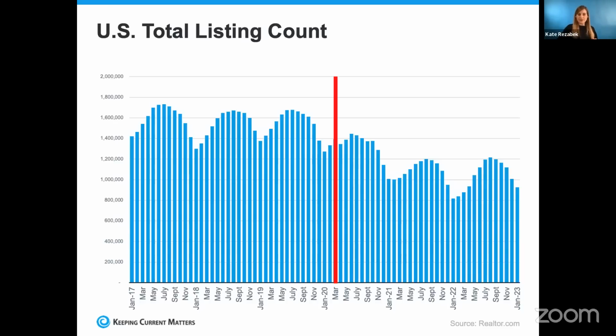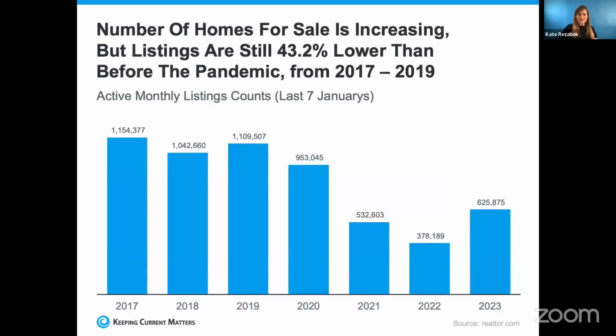And if we break that down a little bit further, you can see this data here shows the number of homes for sale is increasing, but listings are still 43.2% lower than before the pandemic from 2017 to 2019. And that's exactly what you can see right here. So inventory has jumped up from 2022 to 2023. This is active listings. This is a measurement of January listings over the past 7 years. Definitely more inventory, but certainly nowhere near pre-pandemic levels.